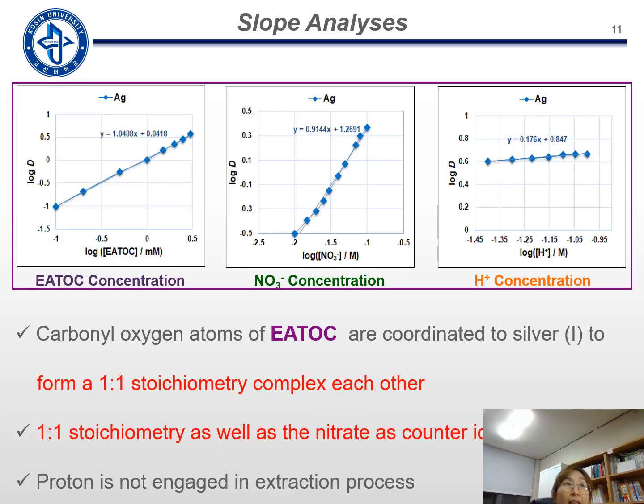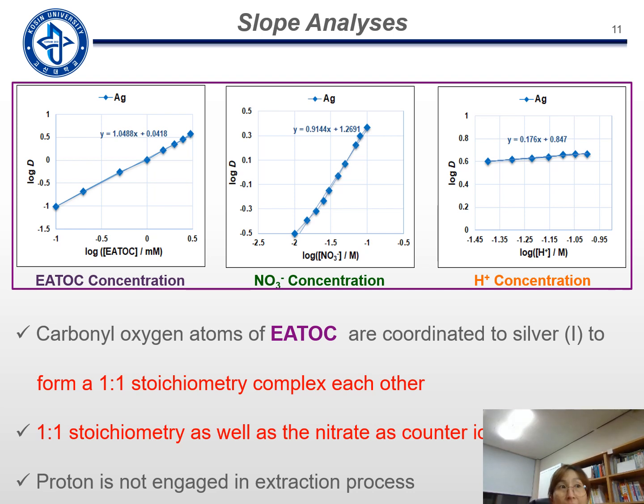Next, we examined the slope analysis to determine the extraction equilibrium constants. Firstly, in the left figure, the distribution ratio dependent on the concentration of EATOC shows a straight line with a slope of 1.0, indicating that the carbonyl oxygen atoms of EATOC are coordinated to silver ion to form a one-to-one stoichiometric complex.